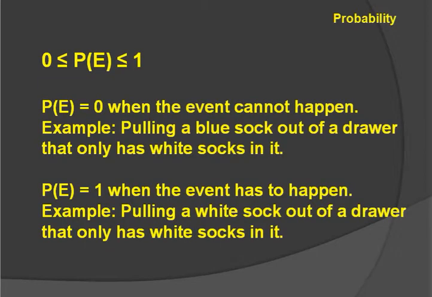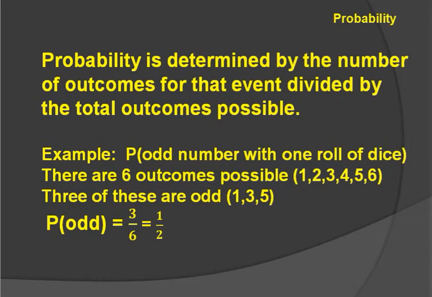As you look at the probability of an event, and this is just our notation, the probability of an event is going to be greater than or equal to 0 and less than or equal to 1. So when the event can't happen, for example, what's the probability of pulling out a blue sock out of a drawer that only has white socks in it? That's going to be 0. And the probability of pulling out a white sock out of the drawer that only has white socks in it, that's going to be the probability of 1. So, as you can see, it's always going to be between 0 and 1. And that's important to remember as you work problems. If you get a probability that's greater than 1, you've done something wrong.